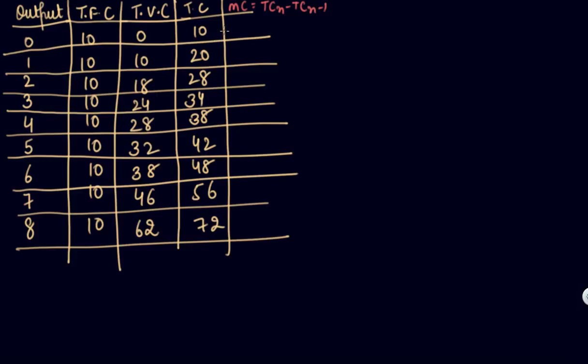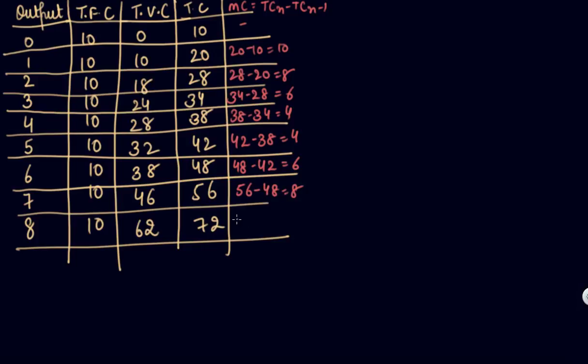10 minus 0, you do not have any marginal cost here for the 0 quantity. 20 minus 10 gives you 10. 28 minus 20 gives you 8. 34 minus 28 gives you 6. 38 minus 34 gives you 4. 42 minus 38 gives you 4. 48 minus 42 gives you 6. 56 minus 48 gives you 8. 72 minus 56 gives you 16. So this is how you calculate your marginal cost.